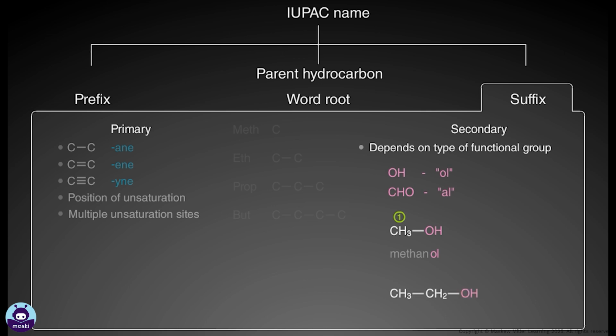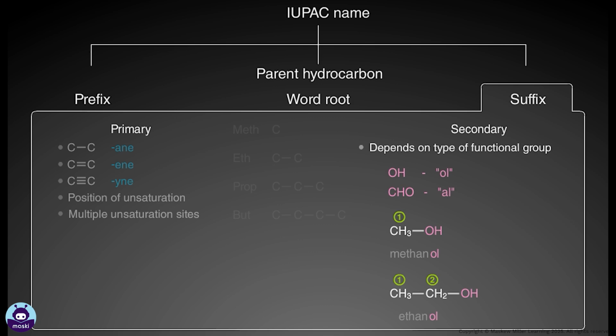For CH3CH2OH, the word root is eth, as it has 2 carbon atoms. The primary suffix will be -ane, as it does not contain any double or triple bonds. The e at the end of the primary suffix is replaced by -ol, and the name ethanol is obtained.